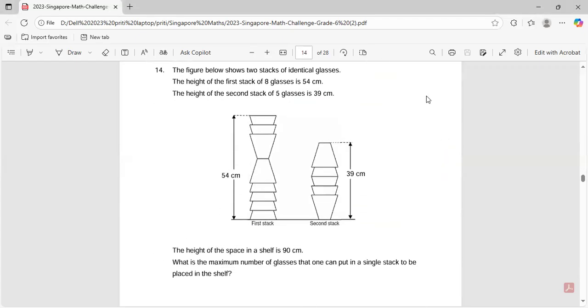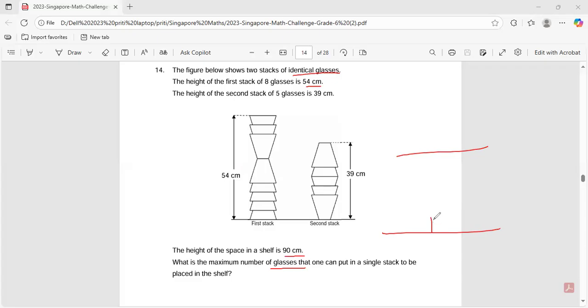Question number 14. The figure below shows two stacks of identical glasses. The height of the first stack of 8 glasses is 54 and this is 39. The height of the space in the shelf is 90 centimeters. What is the maximum number of glasses that she can put on a single stack to be placed on the shelf? So in order to find out, suppose this is your shelf, how many glasses can you fit in?